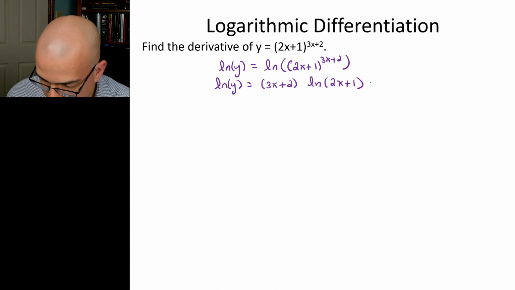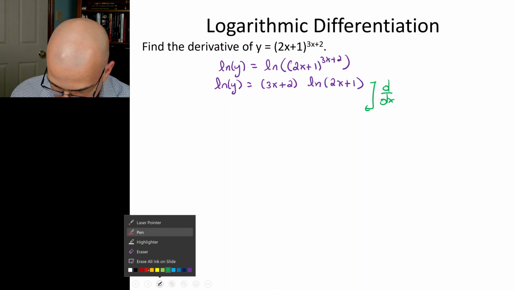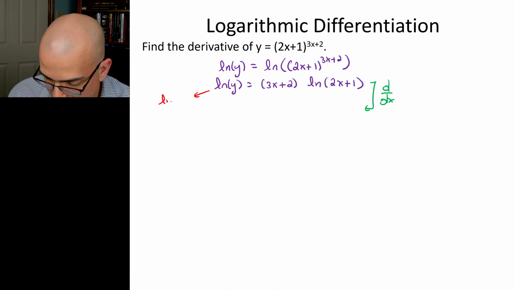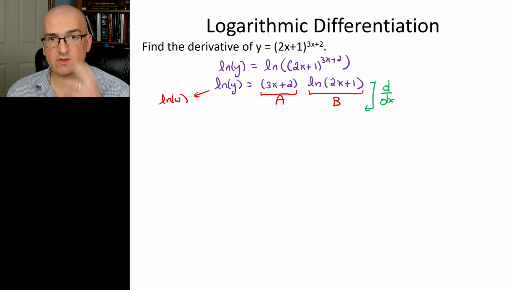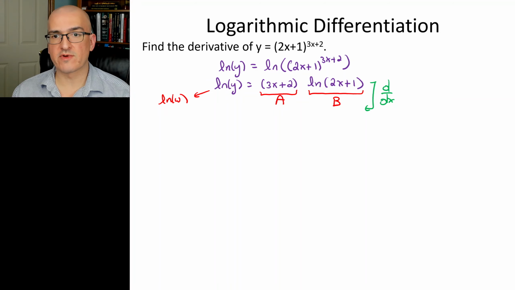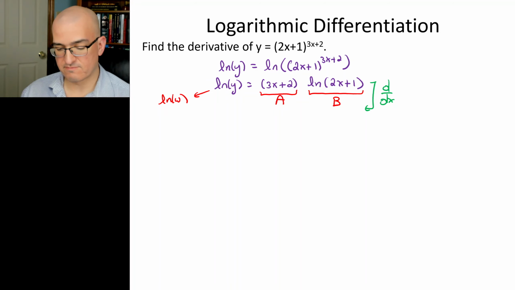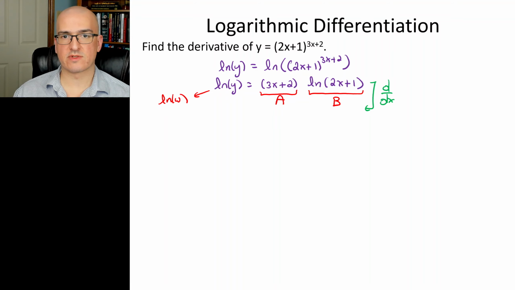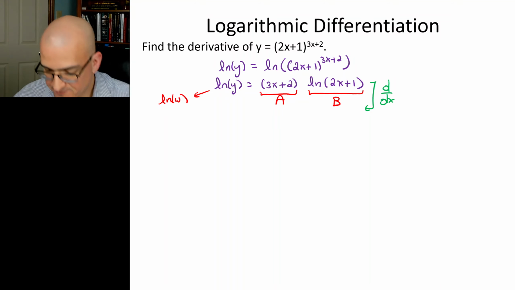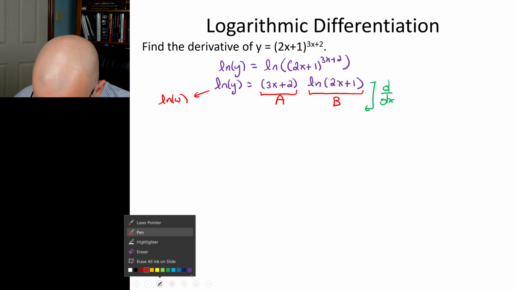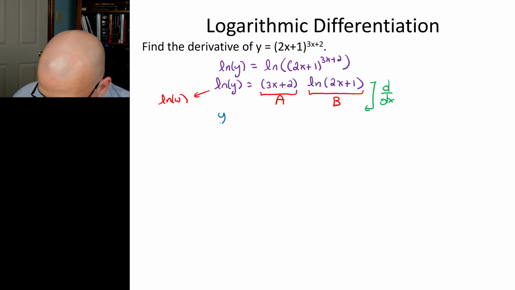Next, we'll take the derivative of both sides with respect to x. So we have something that's like a ln of w on the left-hand side, and we have a product rule on the right. In general, you'll have a product rule at this stage, no matter what. If you're using logarithmic differentiation, you're going to have y prime over y equals product rule. So we take the derivative, and we get y prime over y is equal to ab prime plus ba prime.